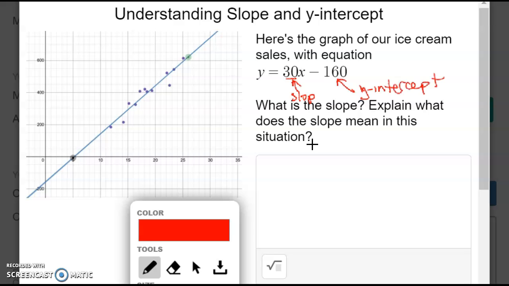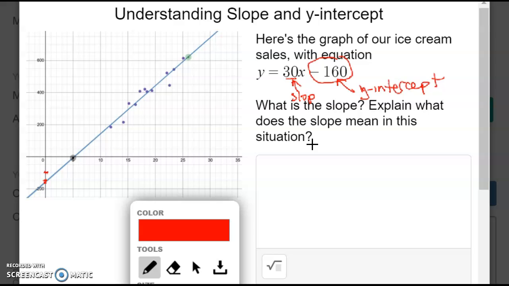Okay, and we can check that. What is the y-intercept in this case? We're told that the y-intercept according to this equation is negative 160. Is this approximately where the graph is crossing the y-axis? Yeah, this is negative 100, and this is negative 150, so 160 would be approximately right.